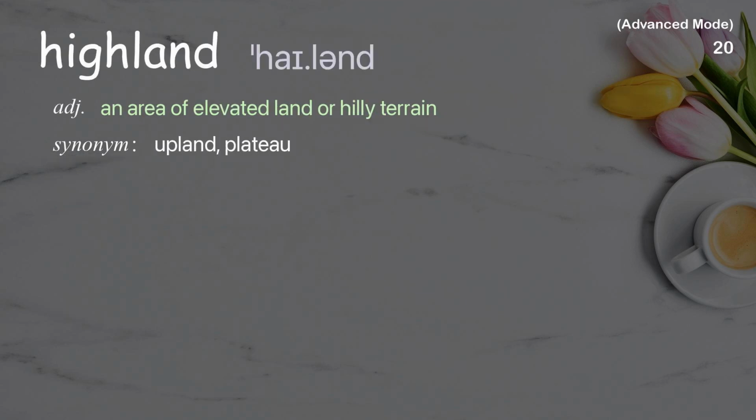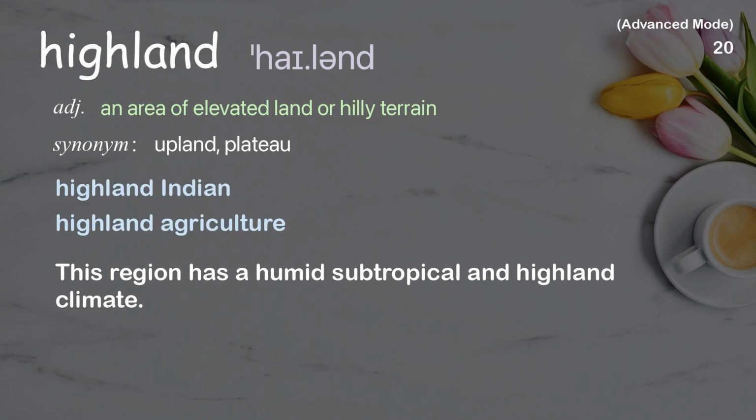Highland. An area of elevated land or hilly terrain. Examples: Highland Indian. Highland agriculture. This region has a humid subtropical and highland climate.